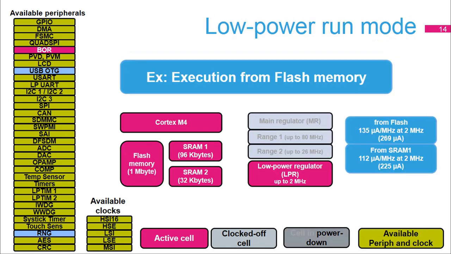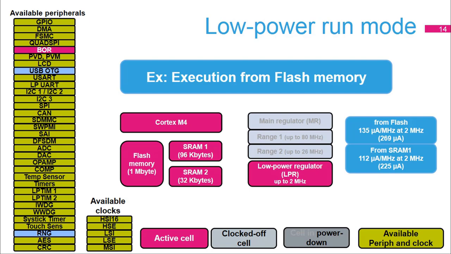In low power run mode, the main regulator is off, and the low power regulator supplies the logic, allowing a system clock up to 2 megahertz. When executing from SRAM, the flash consumption can be reduced by configuring the flash memory in power down mode and by gating its clock off. All peripherals can be activated except the USB OTG and random number generator. All clocks can be enabled. At 2 MHz, there is no limitation regarding the number of peripherals that can be activated.